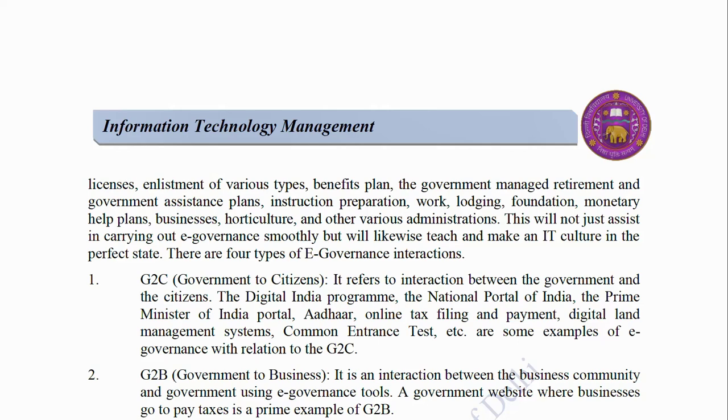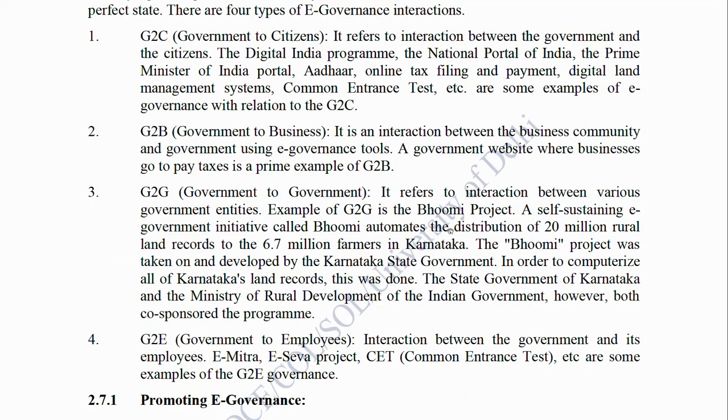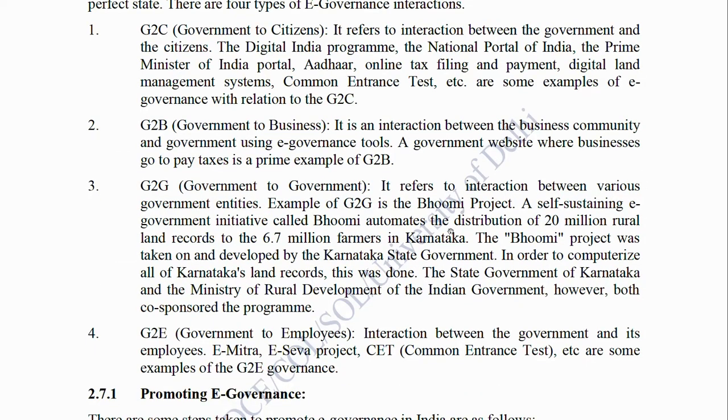There are four types of e-governance interaction. Number one, G2C, government to citizens. It refers to interaction between the government and the citizens.